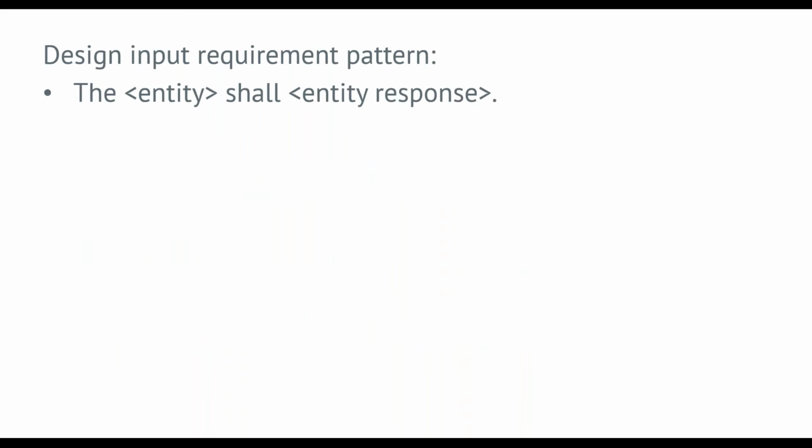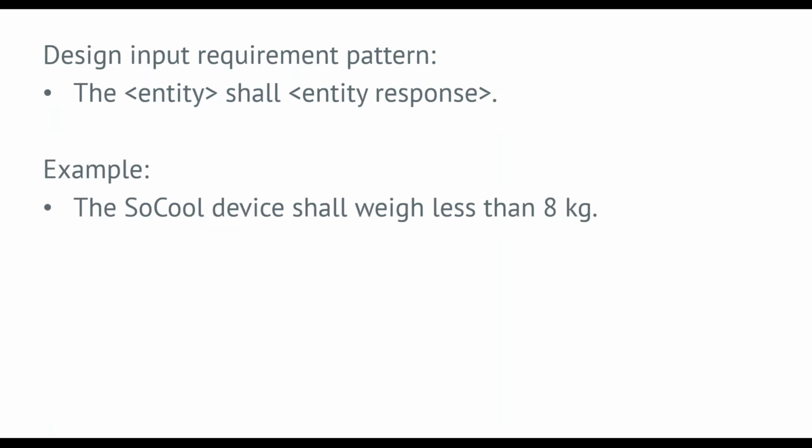So if we take design input requirement patterns, the simplest one is like this: the entity or subject shall, and we have an entity response, and this could be quite broad because you could fit a lot of things in this one. One example would be to say that the device shall weigh less than 8 kilograms. This would be a good example of that.